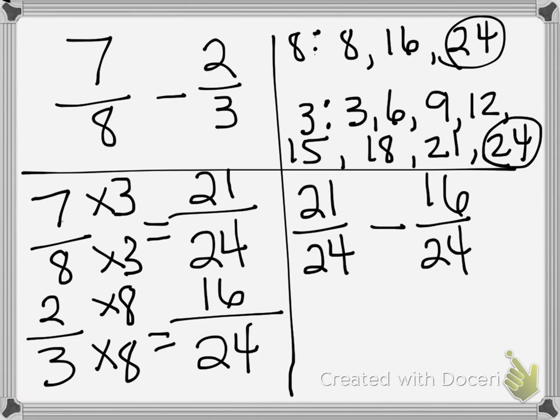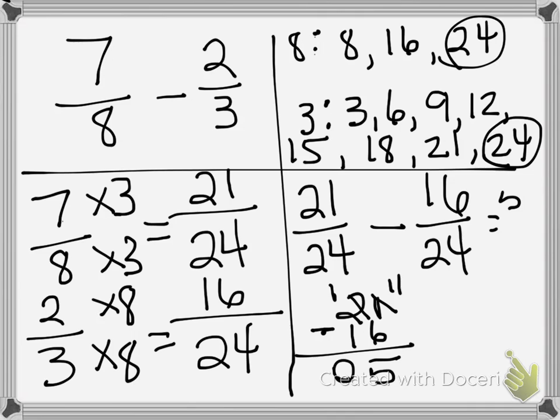Now, don't make a mistake by not borrowing here. Write this problem out. The 1 becomes your 11, the 2 becomes the 1. So 11 minus 6 is 5, and then 1 minus 1 is 0. So now I have 5 over 24 because my denominator does not change.